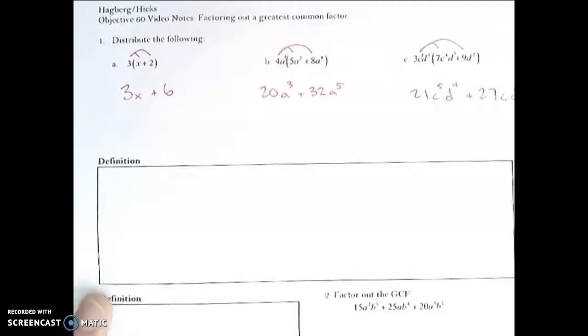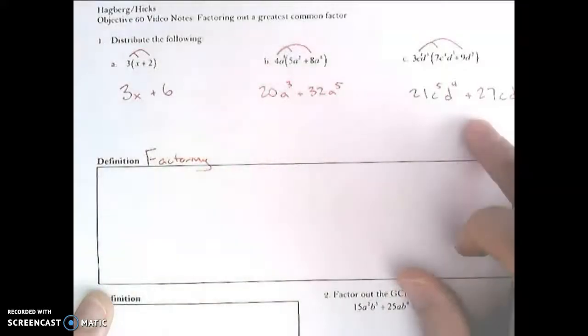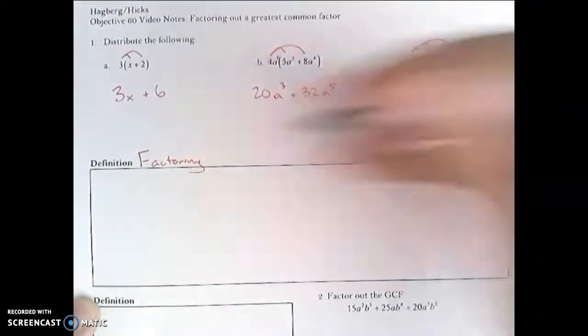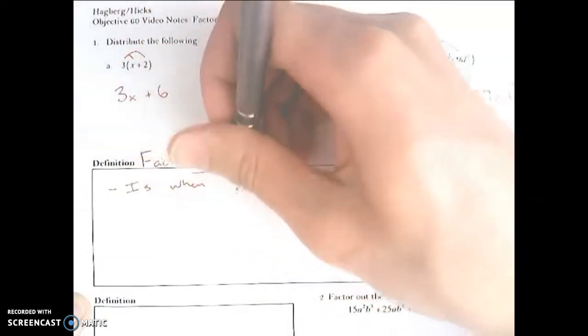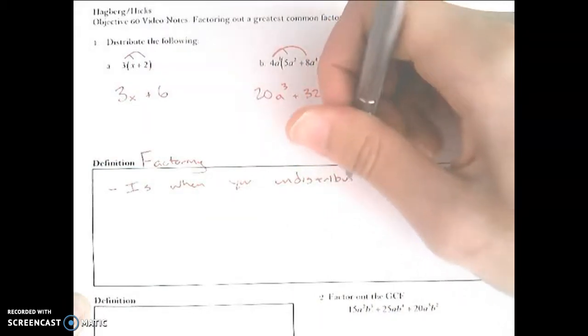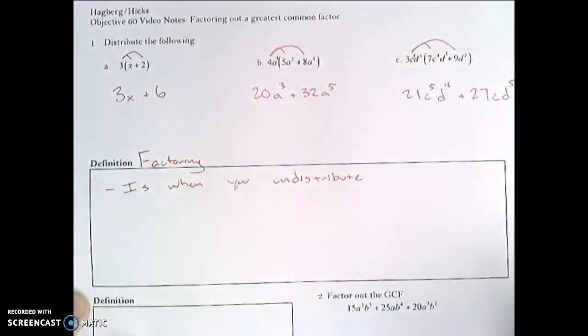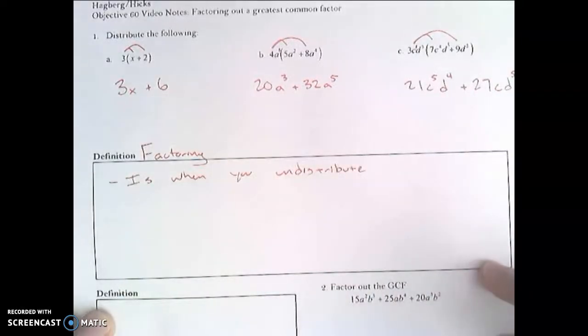So again, during this unit, we're going to be talking about factoring and solving. First, I want to define what is factoring. So factoring, it's similar to what we did here, but it's the inverse operation. So what we did here is distributing. Factoring is when you undistribute. So it's the inverse operation to distribution. So when we're multiplying here, we're doing the opposite. We are factoring. We're dividing.